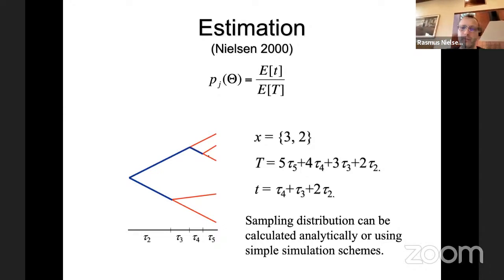Now, why is this useful? Well, it's useful because then all you have to do is simulate genealogies. Sometimes you can calculate this analytically. Otherwise, even for extremely complicated models, as long as you can simulate under them, you can get these expectations really fast by simulating expected coalescence times. And so you can typically calculate this relatively fast.